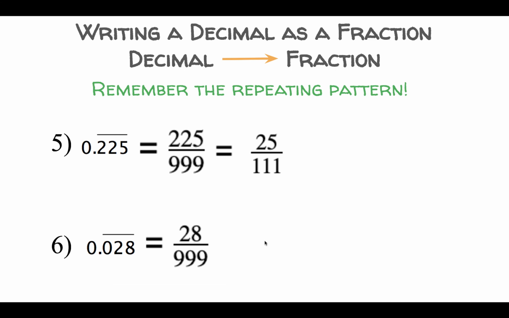Now, how in the world does this work? How can we just use this repeating decimal pattern where the denominators are going to be 9s, and then your numerators are just the digits that repeat? How can we use that? Well, I'm going to give you a quick inside look at how that works. You don't need to write this down in your notes at all.